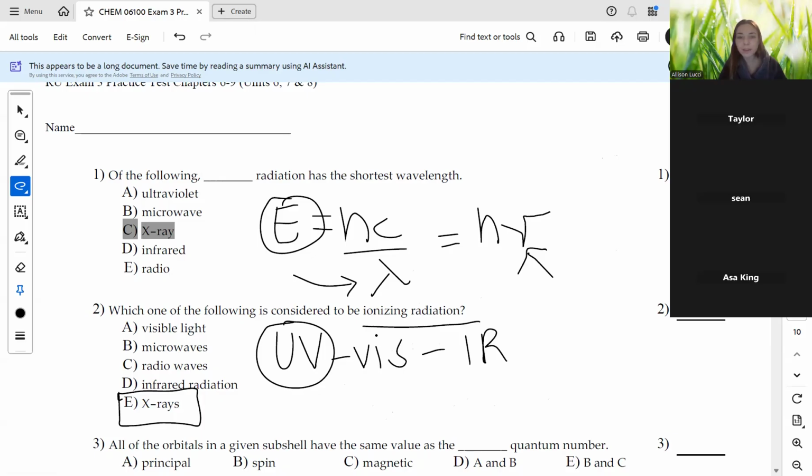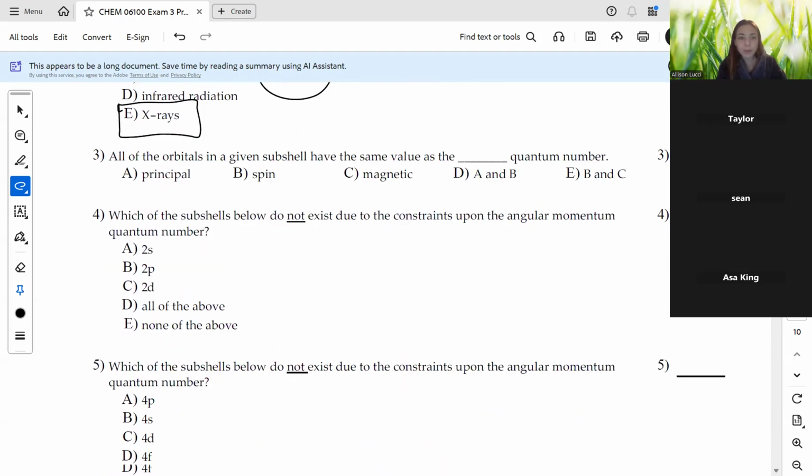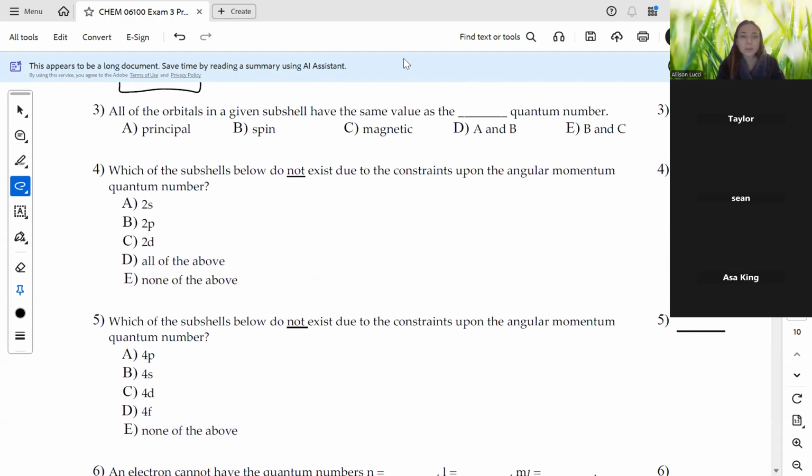All right. Let's see what happens if I scroll down here. Okay, perfect. All right. So sometimes questions are just conceptual or definitions. This question here, we have to think about all orbitals in a given subshell. So first we think about what's our shell, right? So that's the period that we're in. Our n is our main shell.